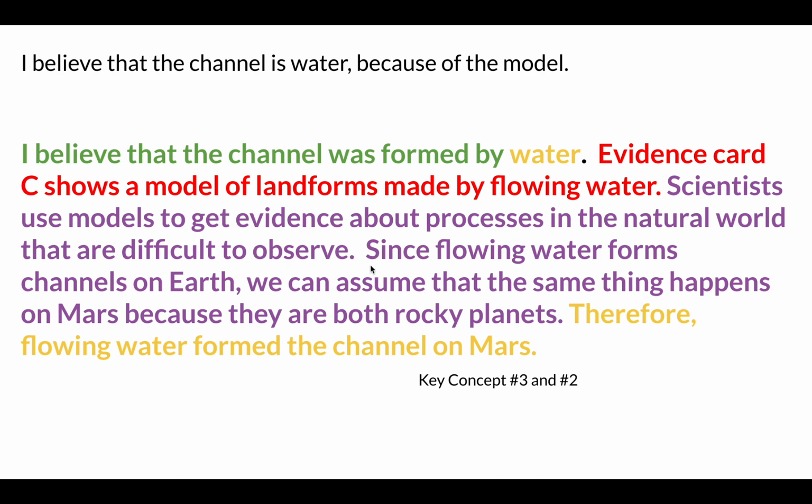This second sentence that I'm using is adding some of that background information that you guys saw on those big cards. So we know that since flowing water forms channels on Earth, we can assume that the same thing happens on Mars because, and this is key concept number 2, they're both rocky planets. So I took those key concepts, I kind of reworded them in my own words, and I made them make sense. You do not have to copy your key concepts word for word, okay? So I used key concepts 3 and 2. I also used some of that background information, and then I added the answer to the question again.